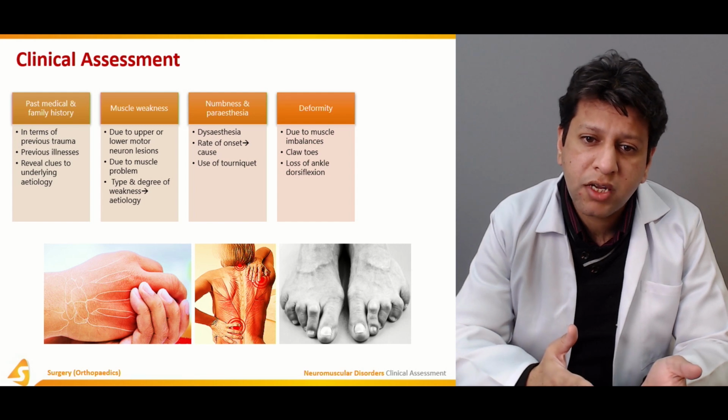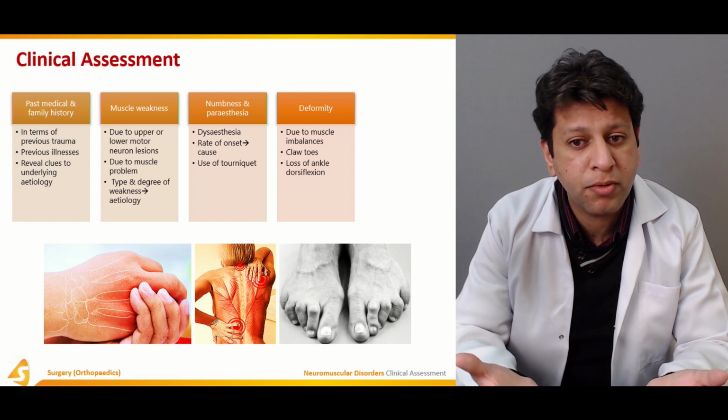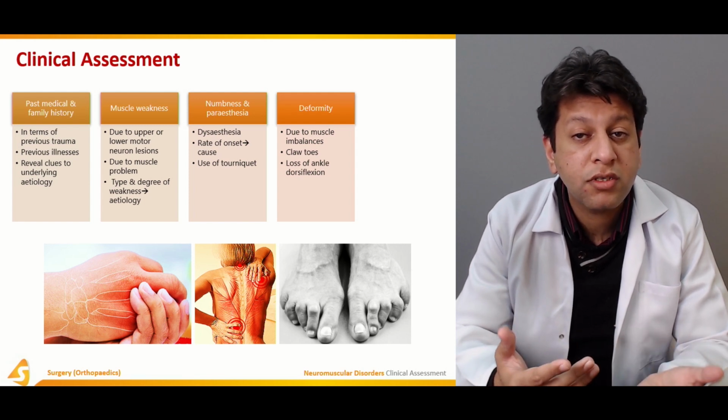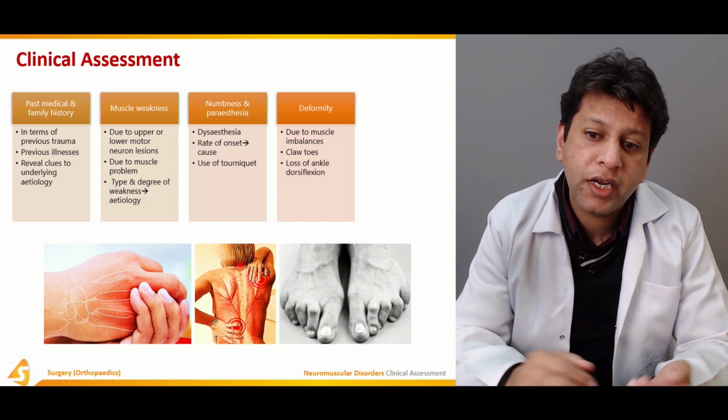Then we have to go through the past medical history, associated muscle weakness, numbness, paresthesia, then what kind of deformity it is. Is it clubfoot? Is it lack of ankle dorsiflexion due to muscle imbalances? Is it the Trendelenburg gait? What kind of gait is it?